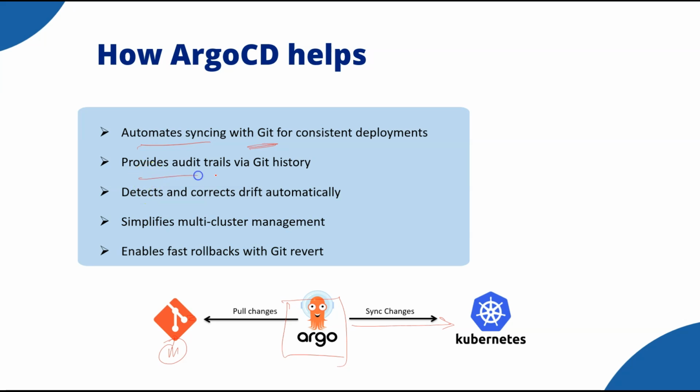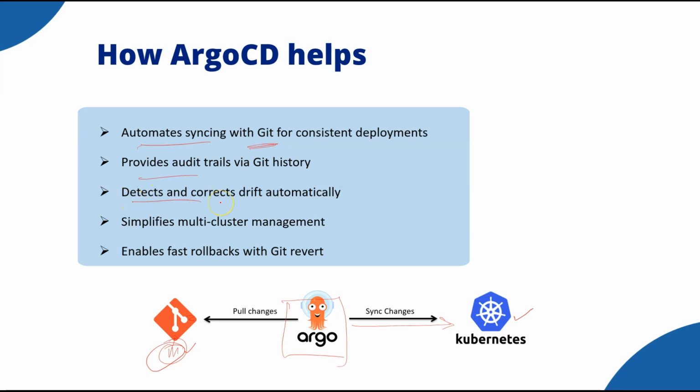Next thing, it provides audit trails via Git history. If you want to make any changes to this cluster, you are not manually changing it, you are changing only your manifest files. Every time you update your manifest files, the history is tracked, so it's easy for auditing purposes and we can easily understand who made what changes.